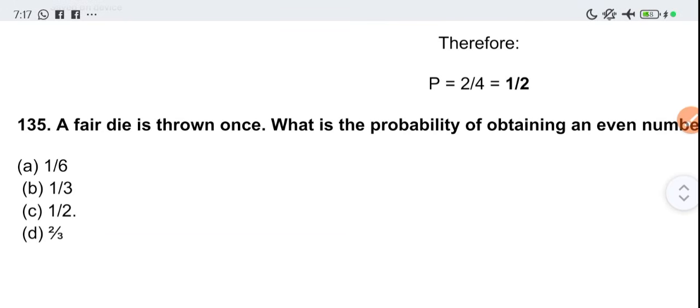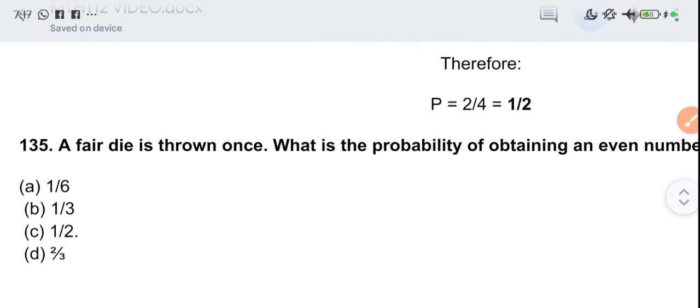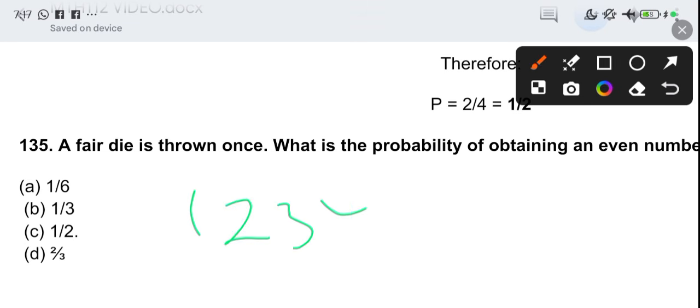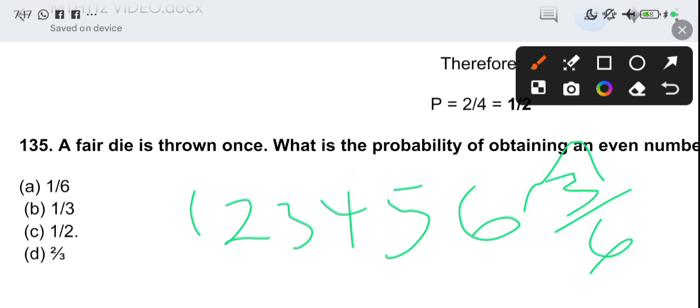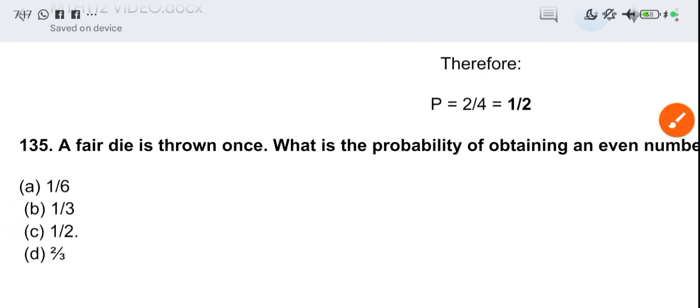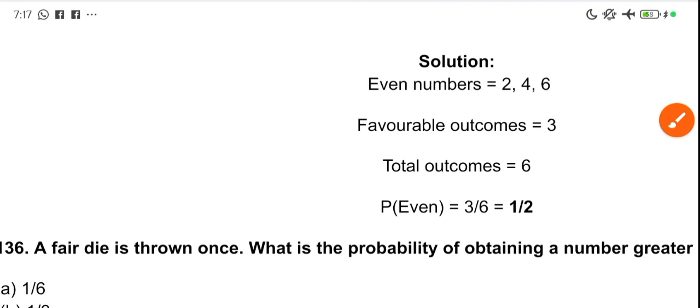A fair die, another concept to come across is die. A fair die is tossed. What is the probability of obtaining an even number? So in a die you have 1, 2, 3, 4, 5, 6. Okay, so how many even numbers? You have 6, 4, and 2, that's 3. So you have 3 over 6. That gives us half. So half is our answer. Look at the solution here. Then let's move on to the next question.